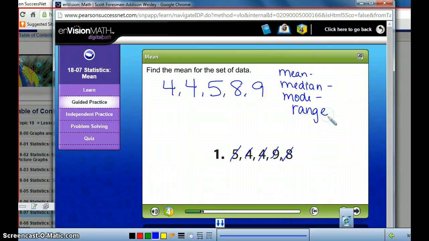First of all, let's just go ahead and start with the middle number and the most and the range. Those are easy to find. Median, the middle number. What is our middle number here? 5. If we take 1 here, 1 here, 1 here, 1 here, we're left with 5 in the middle.